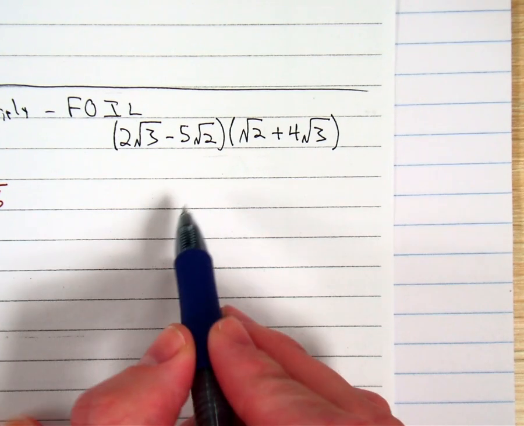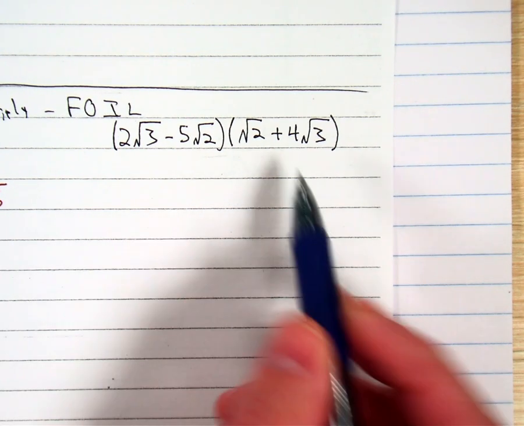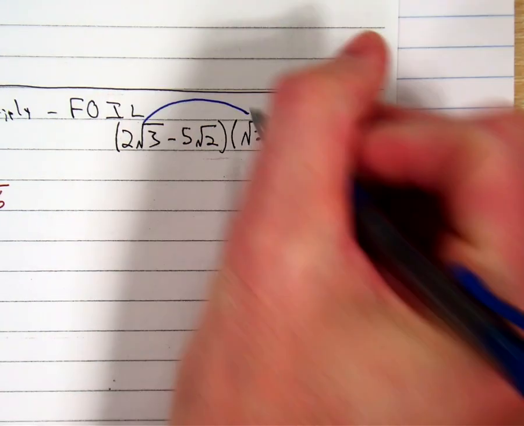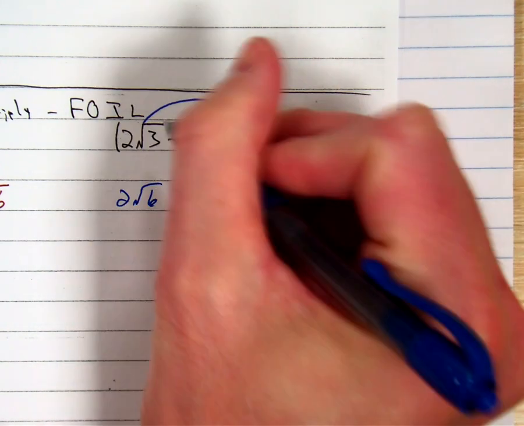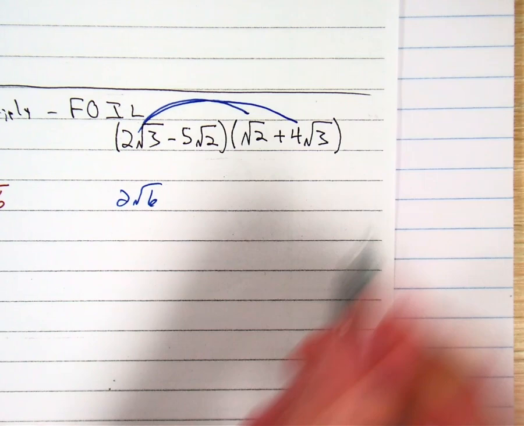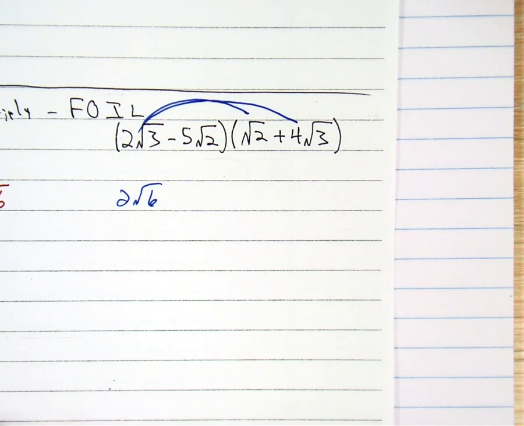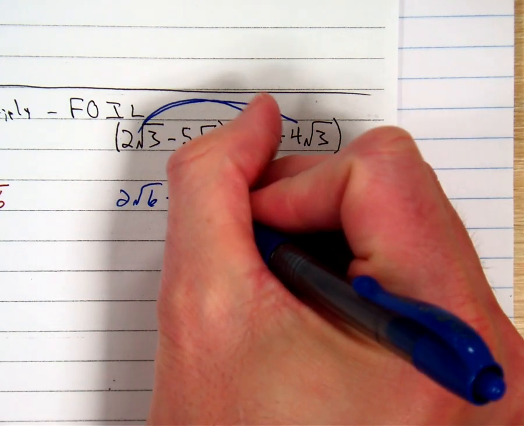Okay, next one. 2 radical 3 times radical 2, we'll have 2 radical 6. 2 radical 3 times 4 radical 3. 2 times 4 will have plus 8.